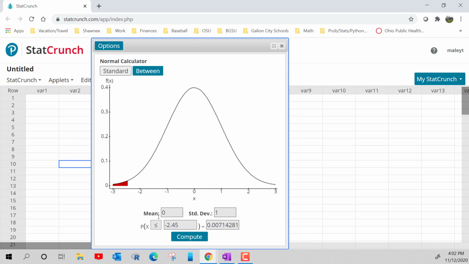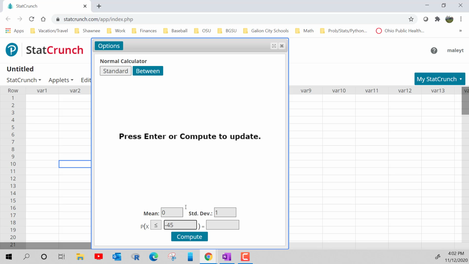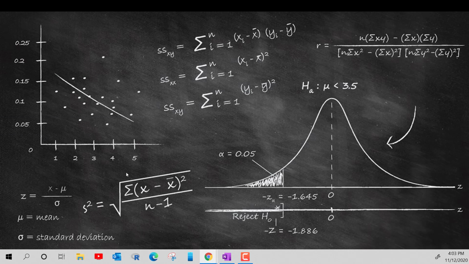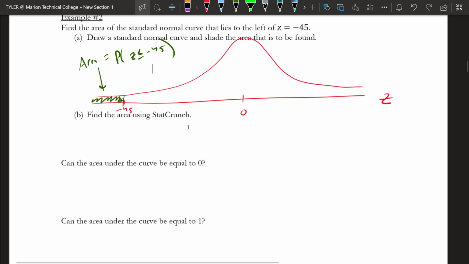Right, so if I use my normal calculator again, we want z less than or equal to negative 45, right? And the mean and standard deviation stay the same because we're dealing with z-scores. I hit compute, and notice the area that it's giving me is 0, right? So the probability that z is less than or equal to negative 45 is equal to 0, as given by StatCrunch. But something we have to keep in mind is that that's not exactly equal to 0. It's going to be super small, basically 0.